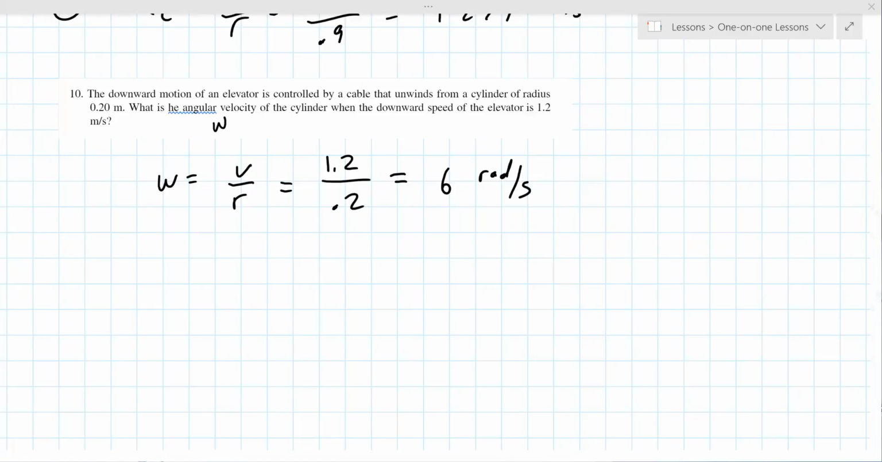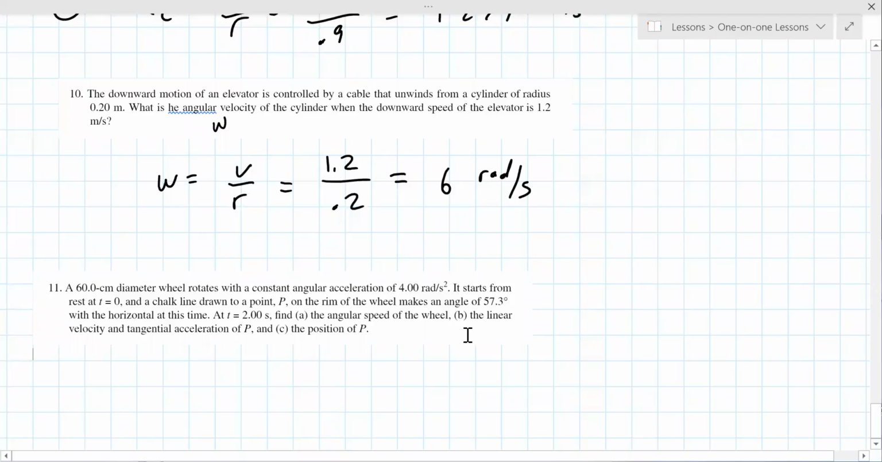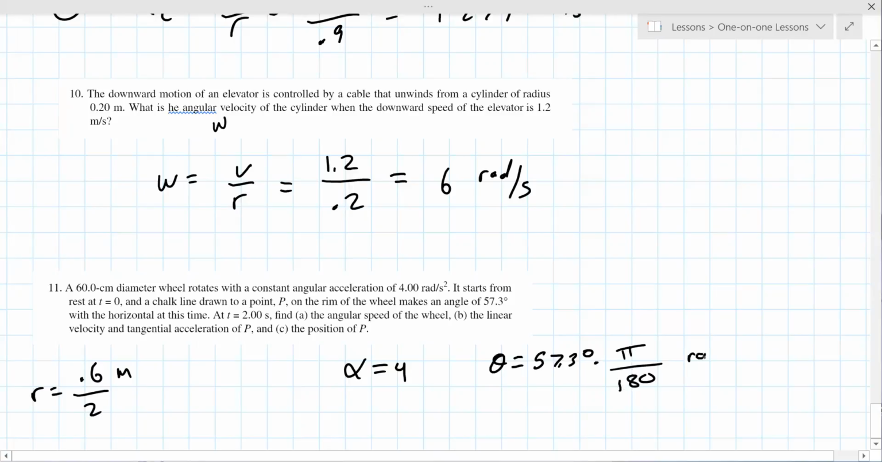11. All right. 60 centimeter diameter, so this is not in the right units. That's 0.6 meter. Cut it in half, that gives you your radius. Wheel rotates with constant angular acceleration, alpha equals 4. It starts from rest and makes an angle of 57.3 degrees. That's theta, in the wrong units, so probably pi over 180 to get it into radians. At 2 seconds, find the angular speed of the wheel, the linear velocity and tangential acceleration of P, and the position. Wow, that's a loaded question.